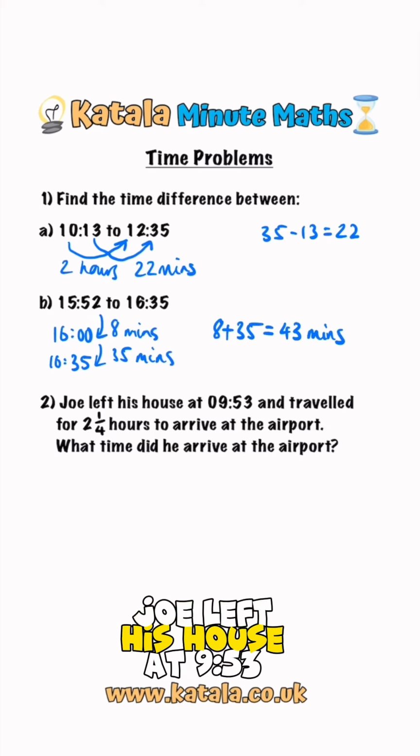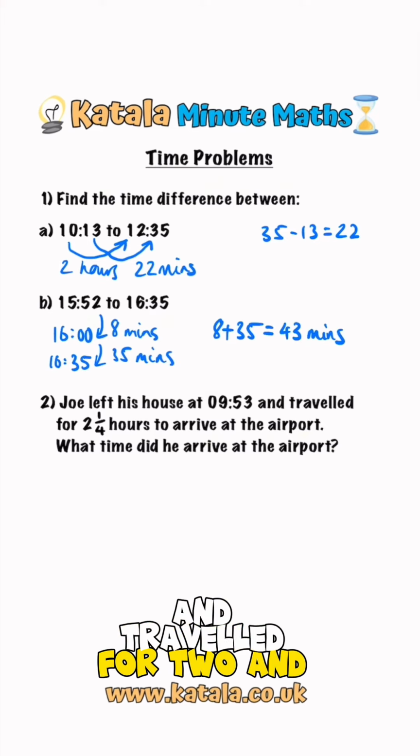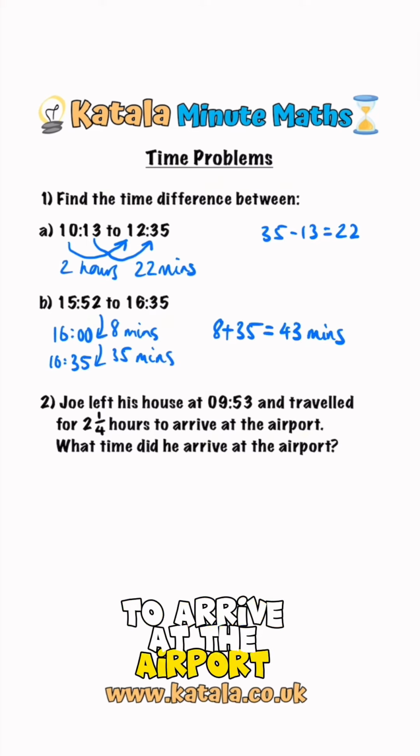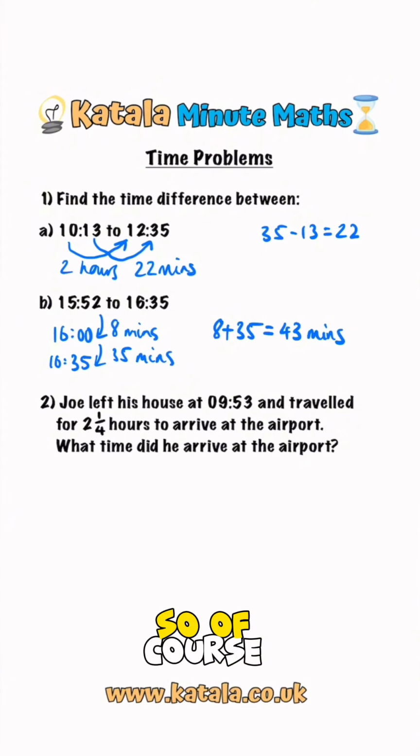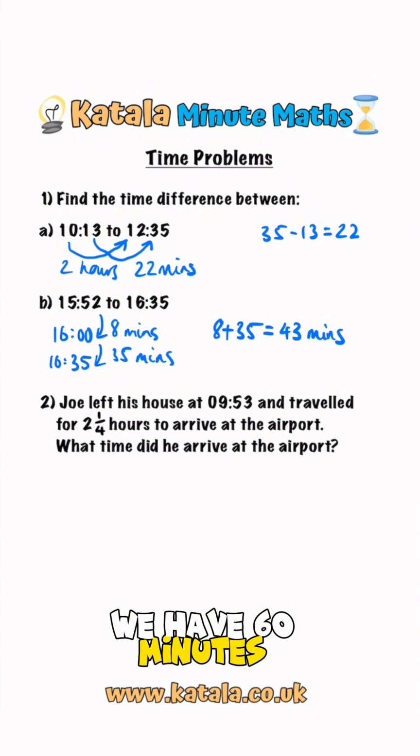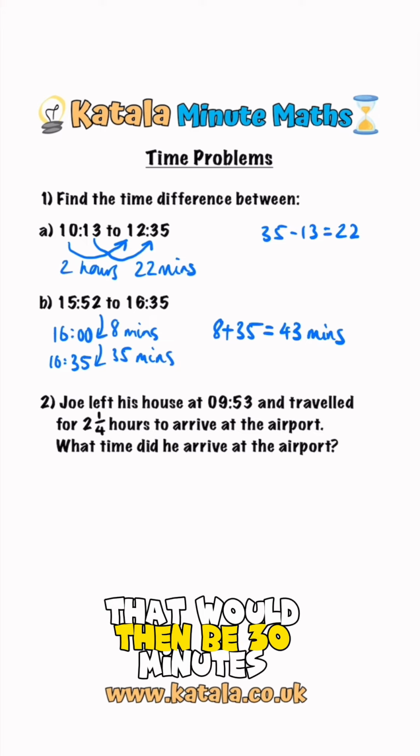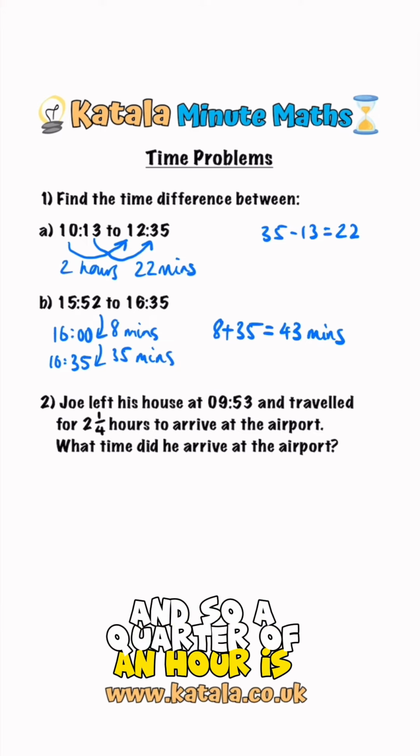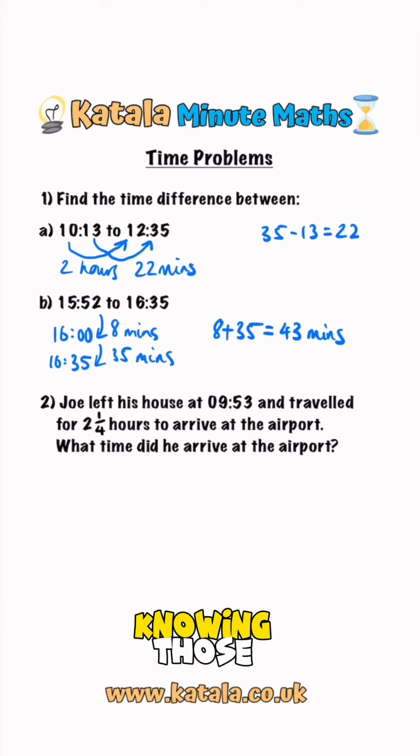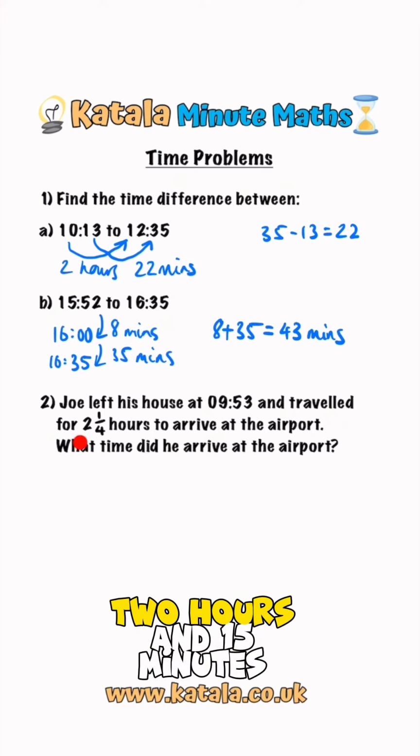Joe left his house at 9:53 and travelled for 2¼ hours to arrive at the airport. What time did he arrive at the airport? So of course, in every hour we have 60 minutes. Now in half an hour, that would then be 30 minutes. And so 1/4 hour is 15 minutes. It's definitely worthwhile knowing those. So 2¼ hours is 2 hours and 15 minutes.